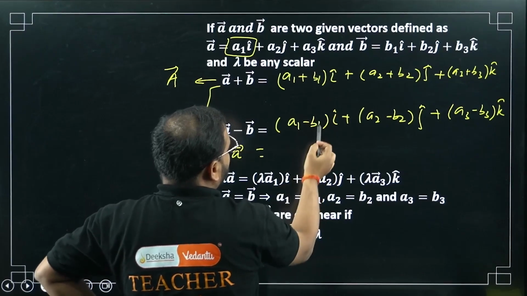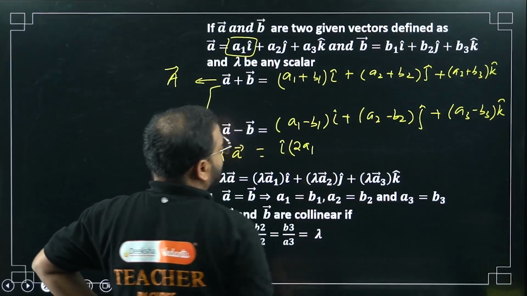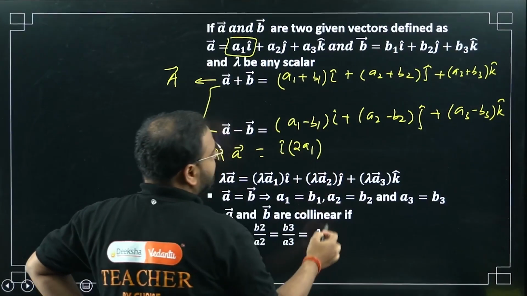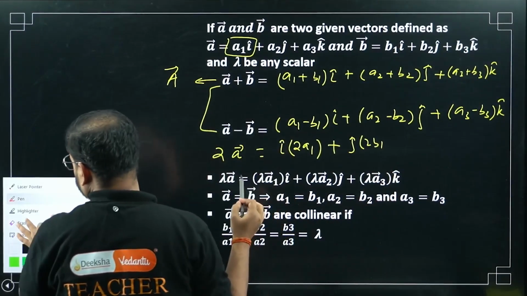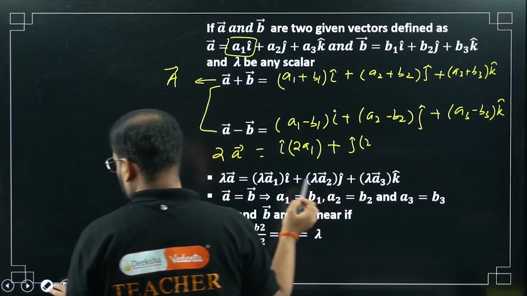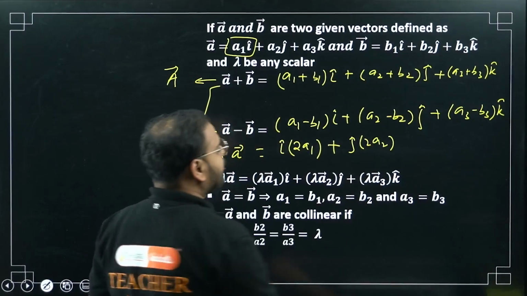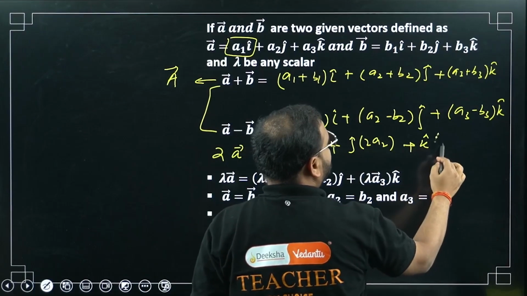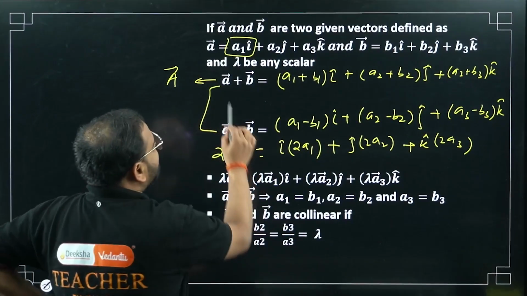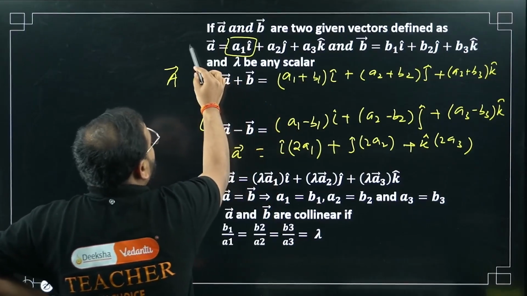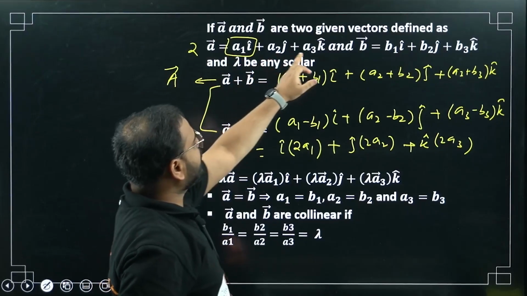If you add them, B1 will cancel. I can write here in i cap. It'll become A1 plus A1, so 2A1. What is this going to be? Simply 0. I don't have to write that. J cap times also 2A2, right? Because B2 and B2 will cancel. Over here also, k cap times 2A3. Okay, 2A1, 2A2, 2A3. Isn't it the same thing? If I multiply over here with 2, I have to multiply 2 on everything: 2A1, 2A2, 2A3. Please have a look.